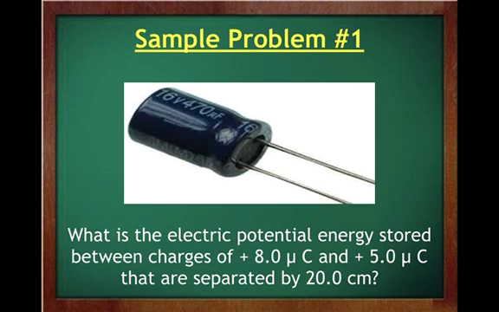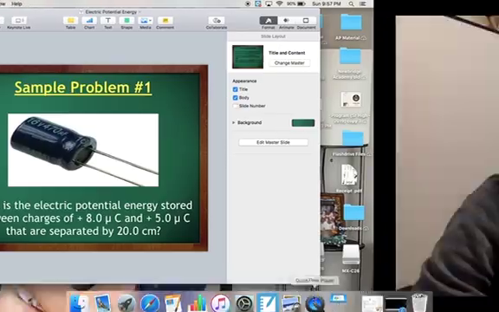What is the electric potential energy stored between charges of positive 8 microcoulombs and positive 5 microcoulombs that are separated by 20 centimeters? In this case, we've been given two charges, we've been asked what the electric potential energy stored between them is, and we've been given the distance that they're separated. So we can just use that formula that I just defined in solving this problem.